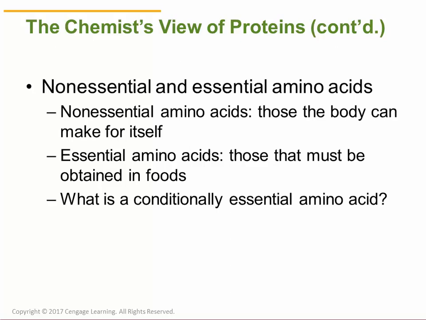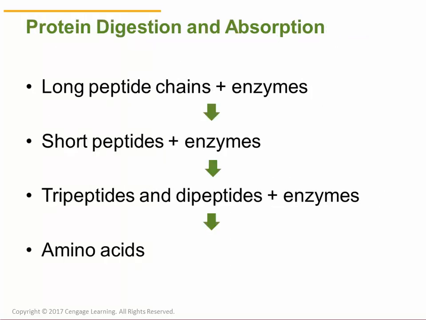Okay? And we already talked about a conditionally essential amino acid. Which one did I say was conditionally essential? Tyrosine. And that's for people particularly who have what? PKU. Very good. You were listening. Okay? And this just goes through and shows how they're broken down. The long peptides are broken down into short peptides, then into dipeptides, tripeptides, and finally into your amino acids.